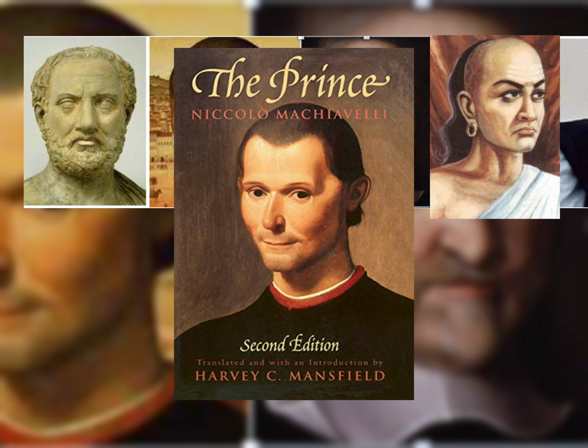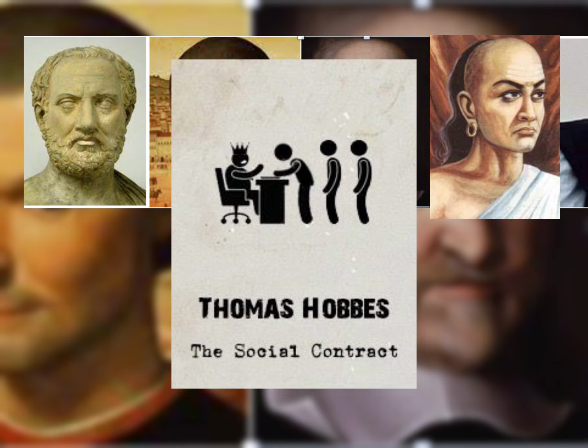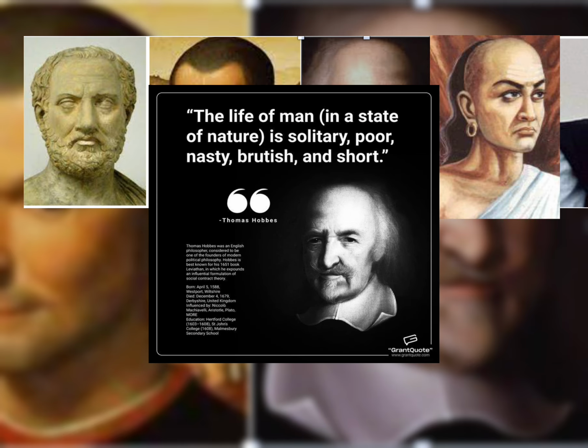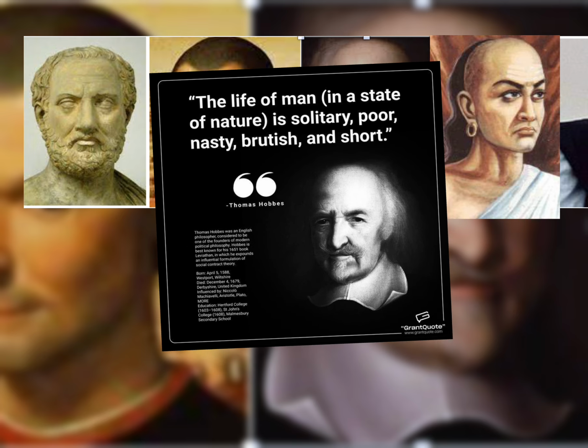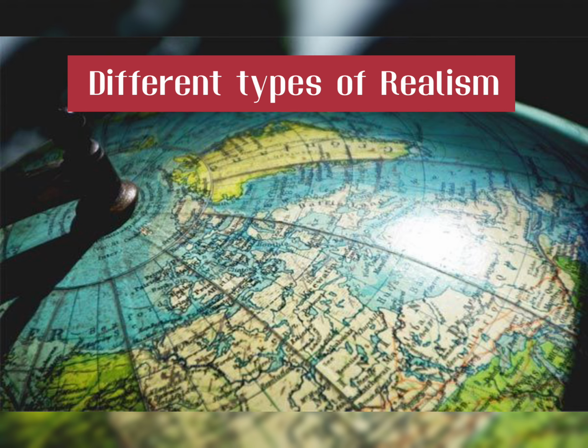Machiavelli advocated for prioritizing power and security over morality. Hobbes, his concept of the state of nature portrays life as solitary, poor, nasty, brutish, and short, reflecting the perpetual conflict in realist thought. Realism in international relations, IR, is a broad and multifaceted theory that has evolved over time.